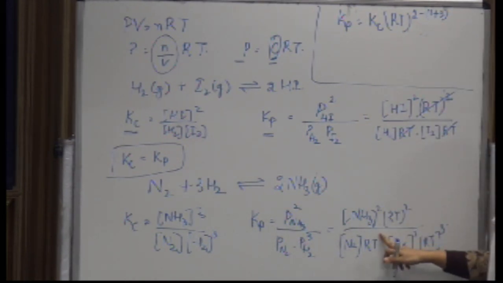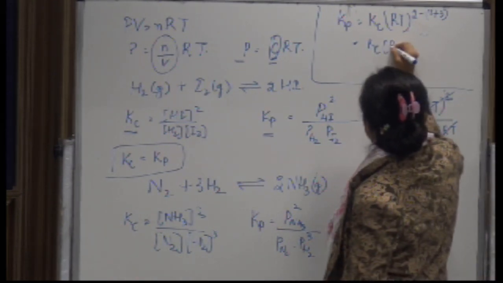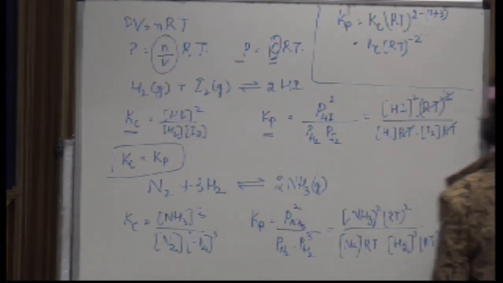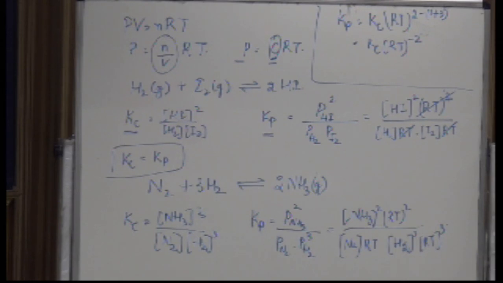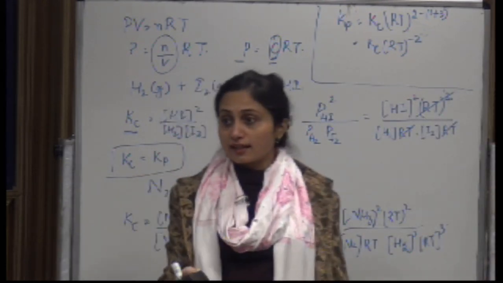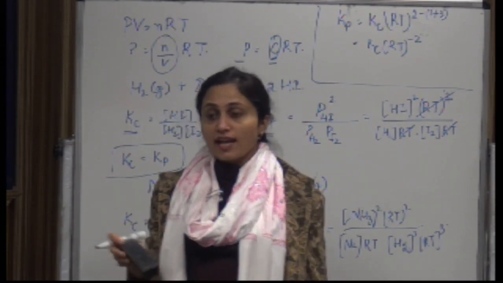2 minus 1 plus 3. So that will be equal to Kc into RT to the power minus 2. So you can have one of the options. Please remember that you get many numericals based on the relationship between Kc and Kp in the exam. All you have to do is just work it out quickly and calculate.